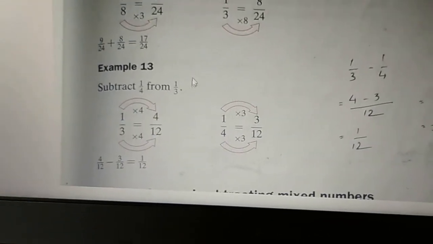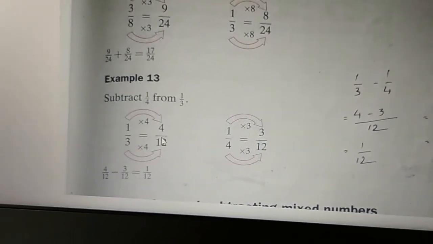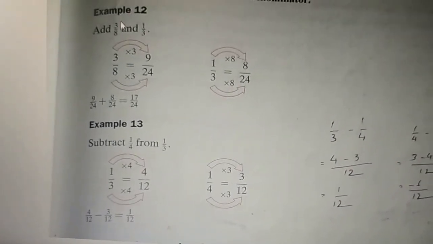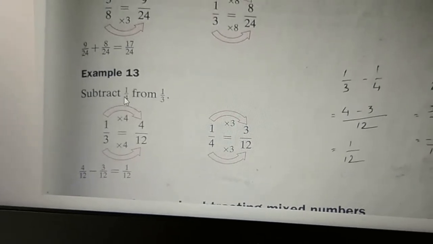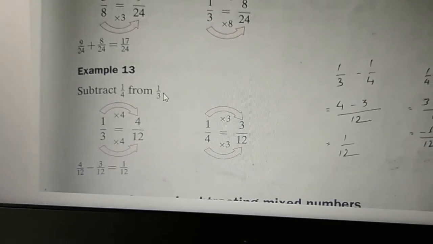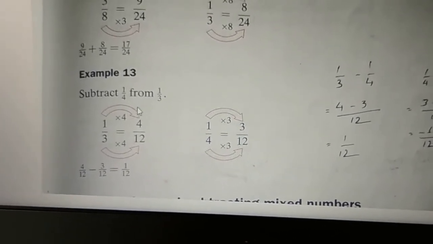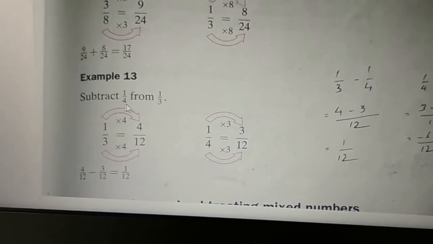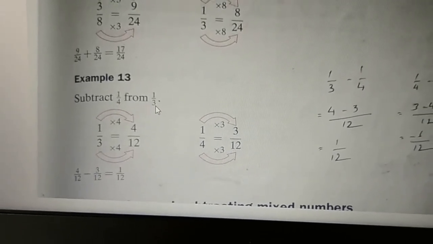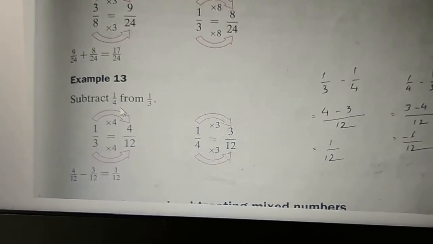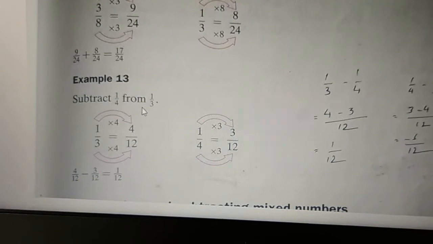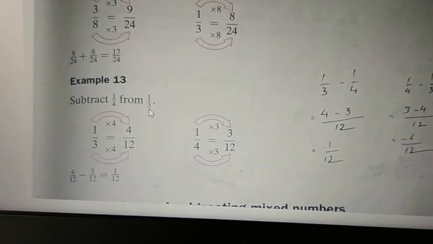Now we will look into another example, which is of subtraction. Basically it is the same. The only difference is that example 12 was addition and example 13 is about subtraction. Same thing. We have two fractions, 1 by 4 and 1 by 3. Here we will have to do the same thing. How can we find a same denominator? If you look closely, we can get 12 by multiplying 4 with 3 and multiplying 3 with 4.